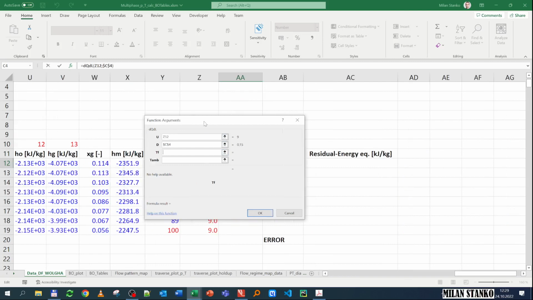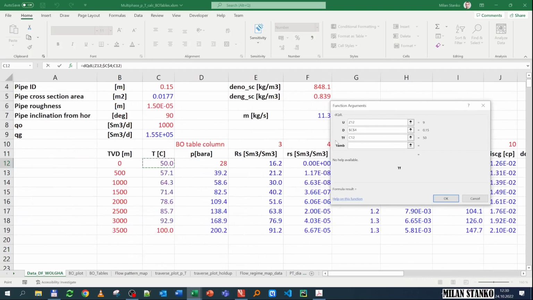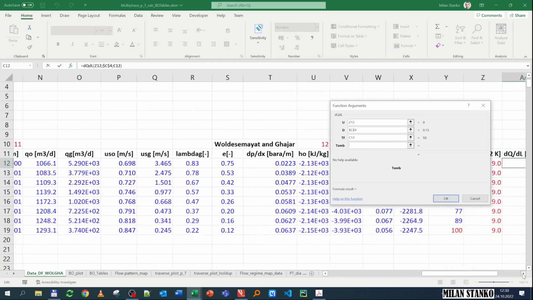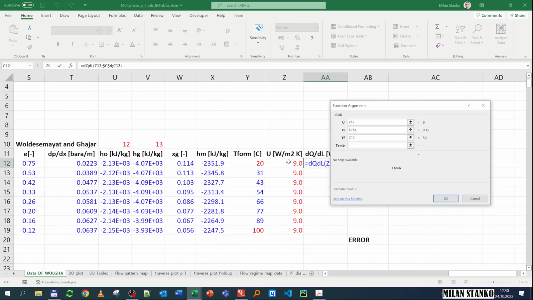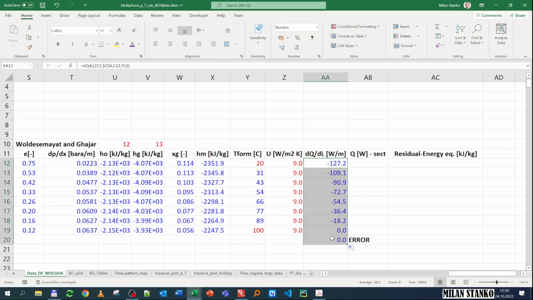Then I have the temperature of the fluid, not the formation. Temperature of the fluid is the one we have assumed before. And the ambient temperature, or the temperature of the formation, is this one. And you see the number we get is negative, all the way to 0.